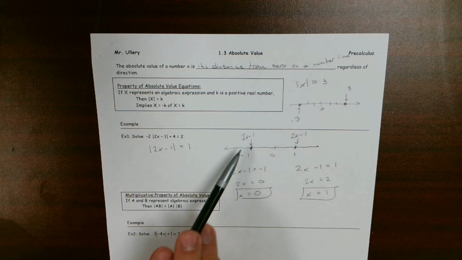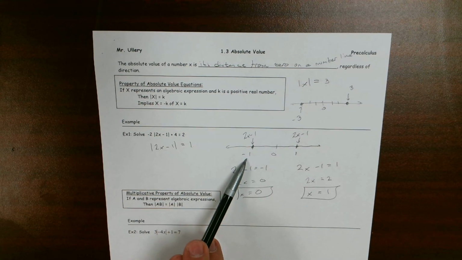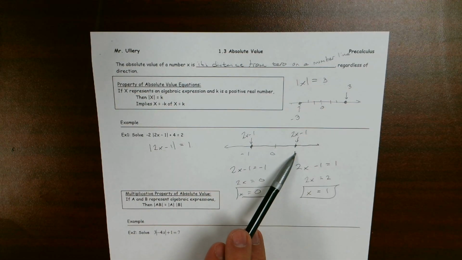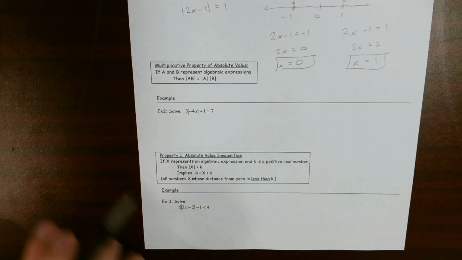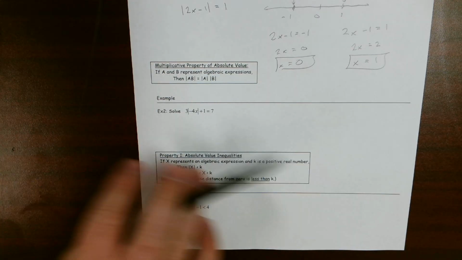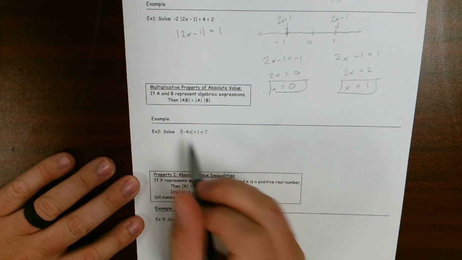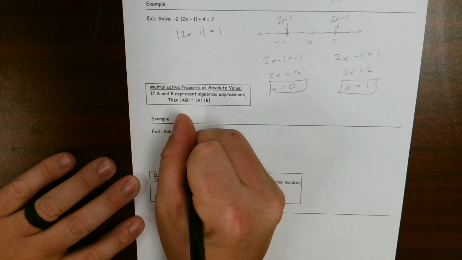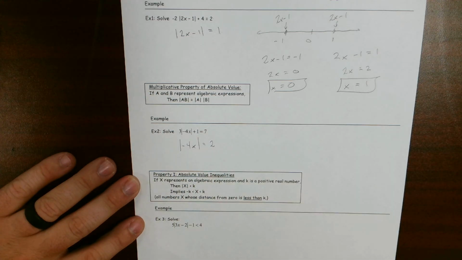Because the absolute value of 2x minus 1 is equal to 1, therefore 2x minus 1 could either be at -1 or 2x minus 1 could be at 1. Okay, the multiplicative property of absolute value is a thing, and you can understand it if you choose to, but nothing really changes from what we just talked about above. So we can just keep doing our property of equality. Subtract 1, you get 6. Divide by 3, you get the absolute value of -4x is equal to 2.